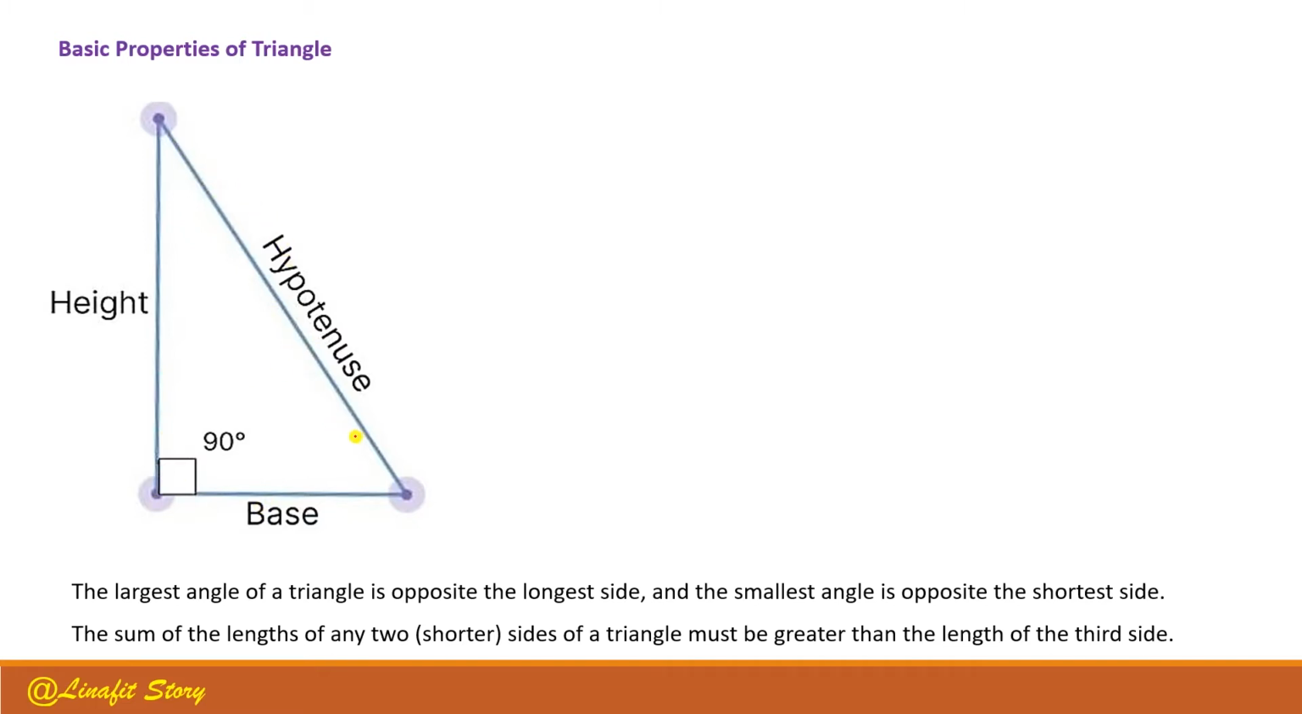The largest angle of a triangle is opposite the longest side, and the smallest angle is opposite the shortest side. The sum of the lengths of any 2 shorter sides of a triangle must be greater than the length of the third side.